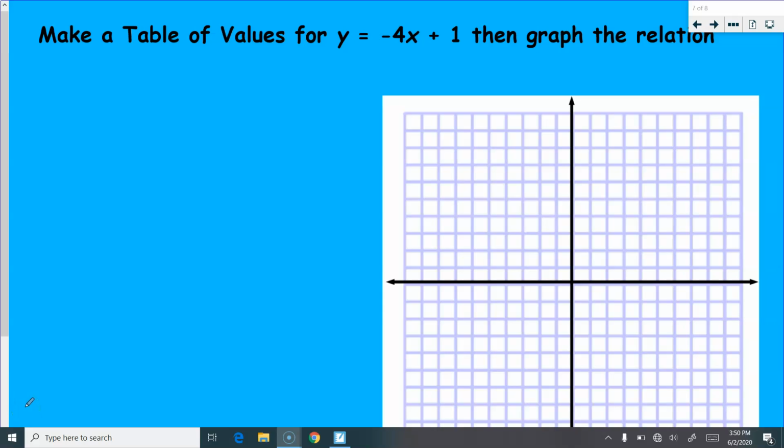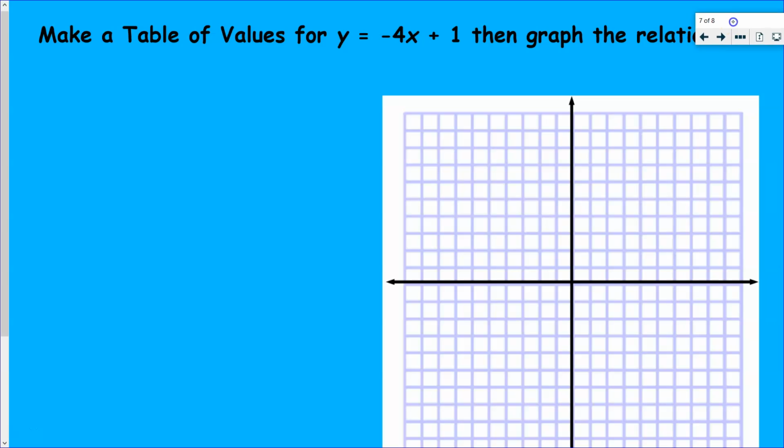All right, the second part of your assignment is going to ask you to make a table of values and then graph the relation. So I'm going to do one of those for you so that you have an example to refer back to should you need it. Okay, so first things first, let's make our table of values.